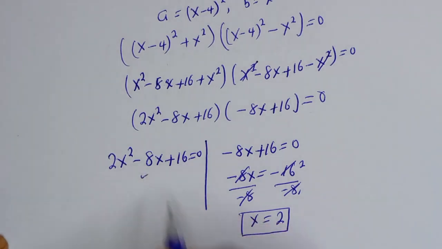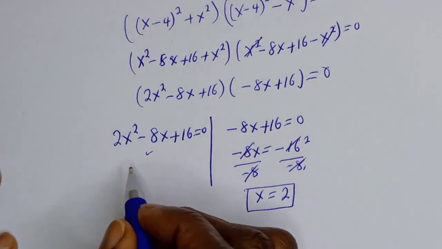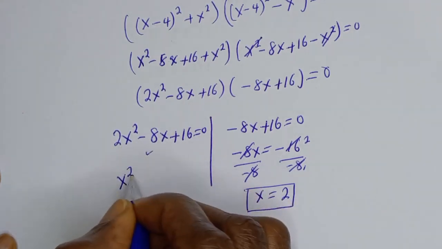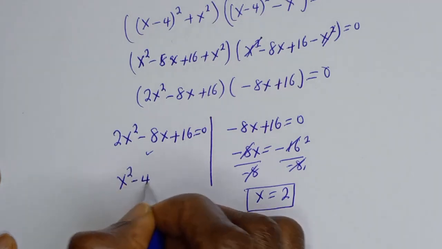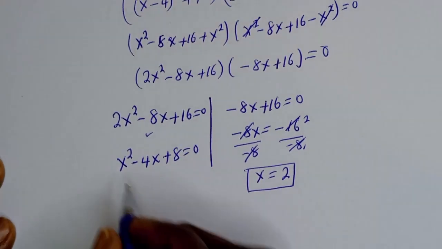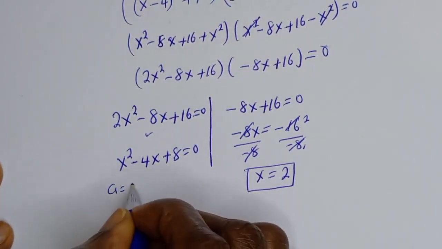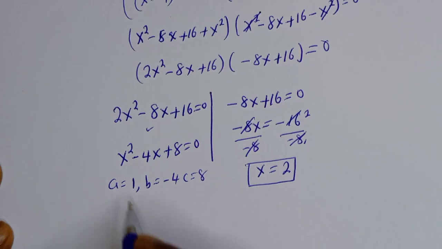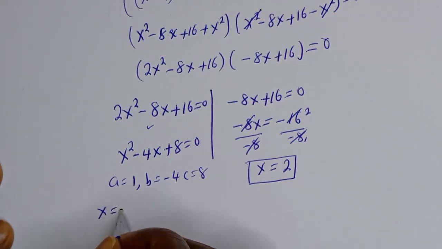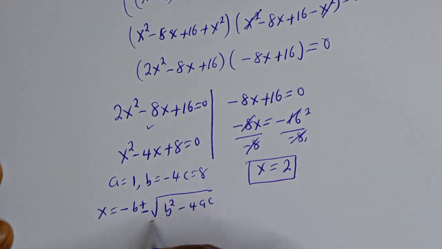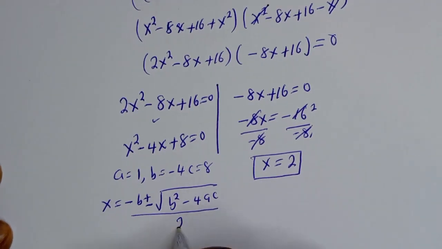Now also from here, this is a quadratic equation. We can reduce this by 2. If you divide all through by 2, we have s^2 − 4s + 8 is equal to 0. Then a is equal to 1, b is equal to −4, c is equal to 8. And the quadratic formula is given as s is equal to −b plus or minus the square root of b² − 4ac, over 2a.